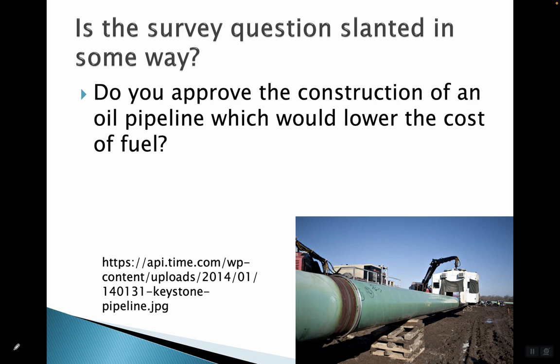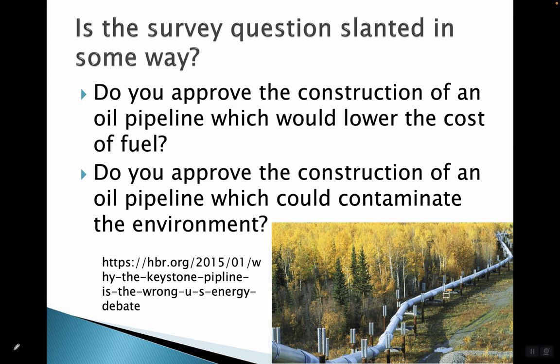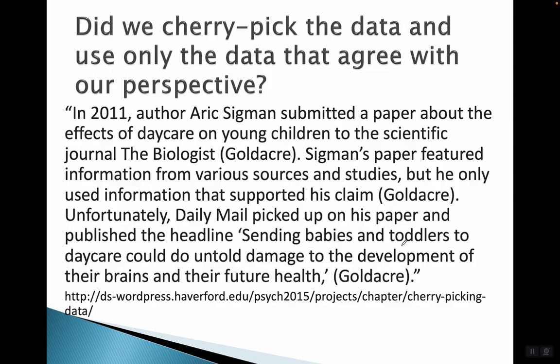They like that idea. On the other hand, we could phrase the question in such a way so that people would be more likely to give us a no answer. Do you approve the construction of an oil pipeline which could contaminate the environment? Oh, and we need to make sure that we include a picture of the oil pipeline wending its way through the forest. People might think, oh, that's a terrible idea. So the way you phrase the question can lead people to give either a yes or no answer. And that's unethical. You don't want to slant your survey questions in that way.